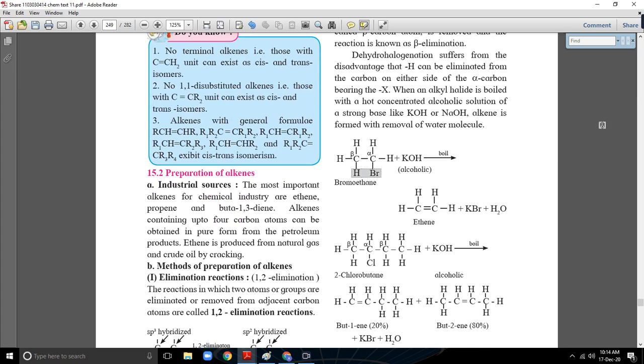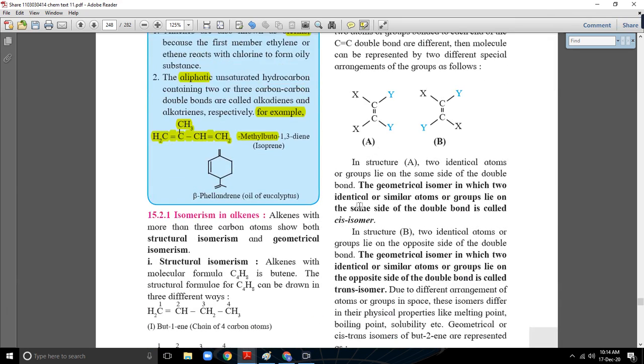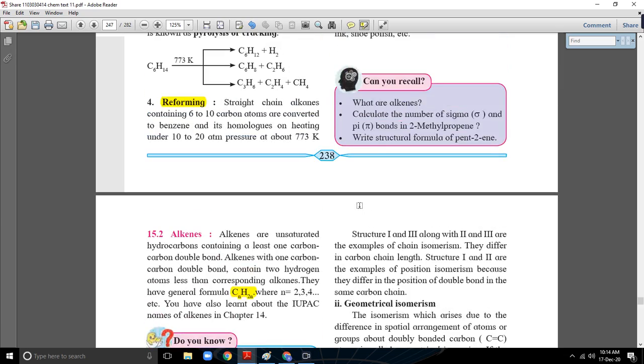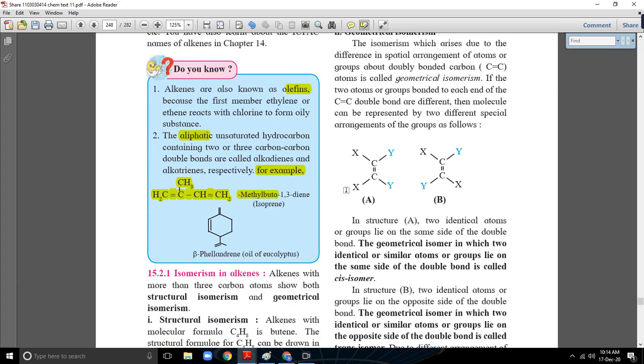In the next session we will see the preparation of alkenes and the chemical properties of alkenes. That's all for today. In today's session we have seen that alkenes are unsaturated hydrocarbons, and the isomers in alkenes are structural isomerism and geometrical isomerism.